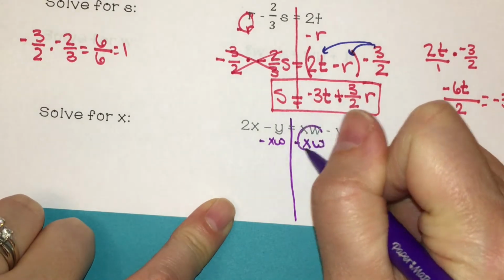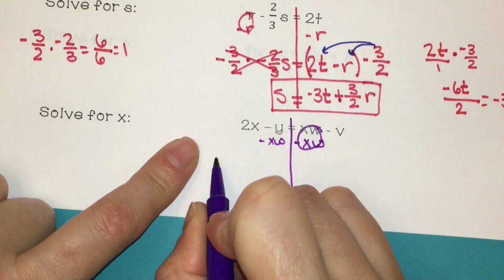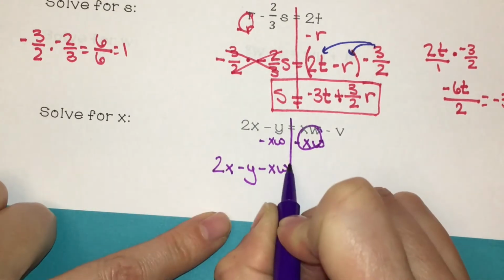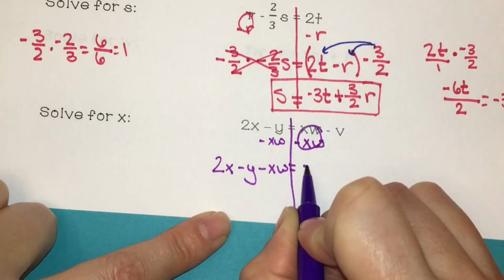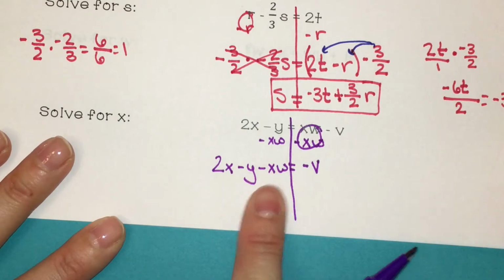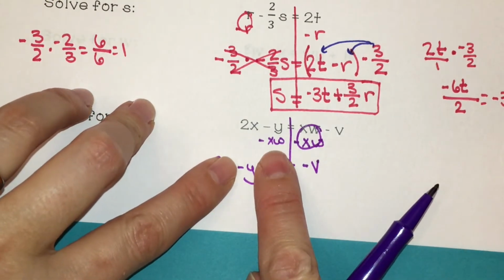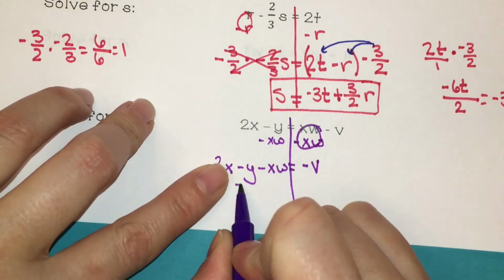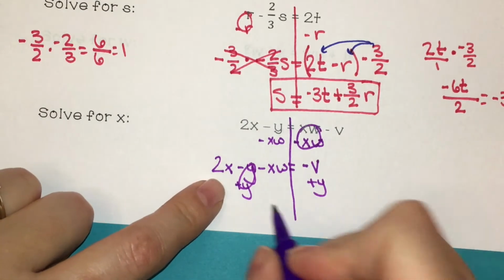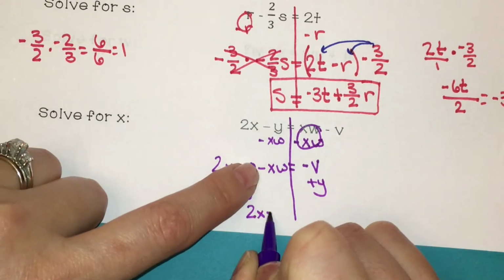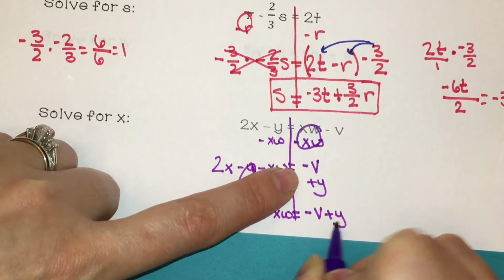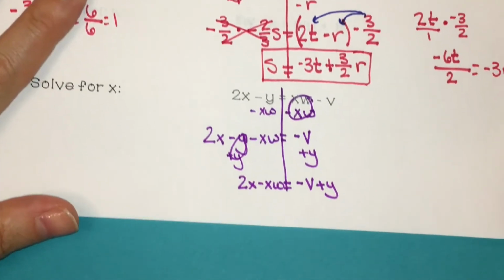Xw minus xw is 0. So over here I have 2x minus y minus xw equals negative v. All right, I want my y term to go over here. It doesn't have an x in it, so let's move that. It's a negative y, opposite, positive, so add y to both sides. Negative y plus y is 0. So bring down that 2x minus xw equals negative v plus y. All right, here's the tricky part.